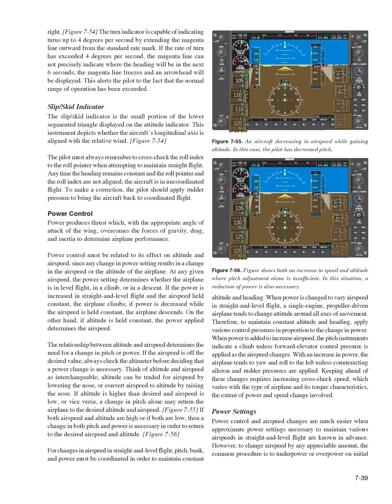Slip/skid indicator. The slip/skid indicator is the small portion of the lower segmented triangle displayed on the attitude indicator. This instrument depicts whether the aircraft's longitudinal axis is aligned with the relative wind.